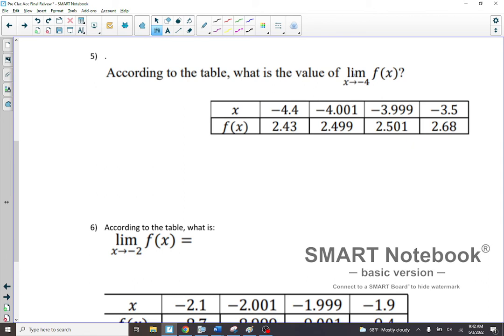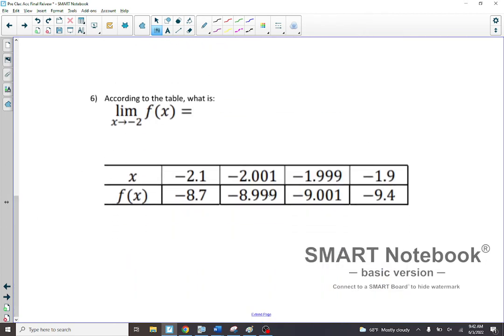All right. According to the table, the limit as x approaches -4. So what does it look like as it approaches here? 2.5. As x approaches -2, so your x value is -2, what does it look like as it approaches here? Looks like -9.